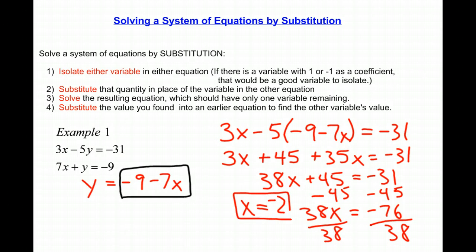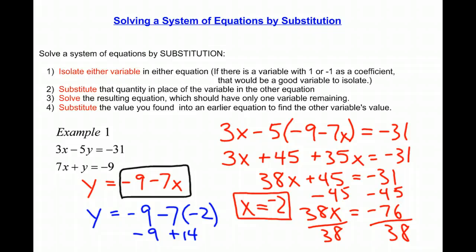We now know the value of x. To find the value of y, we're going to have to resubstitute our value of x into an earlier equation. Doesn't matter which equation you use, but it's usually easiest to substitute it in the equation that has the y already isolated. So negative 9 minus 7 times the value we found x to be, negative 9 plus 14, and you can see that's going to give us 5 for our answer. So y equals 5.